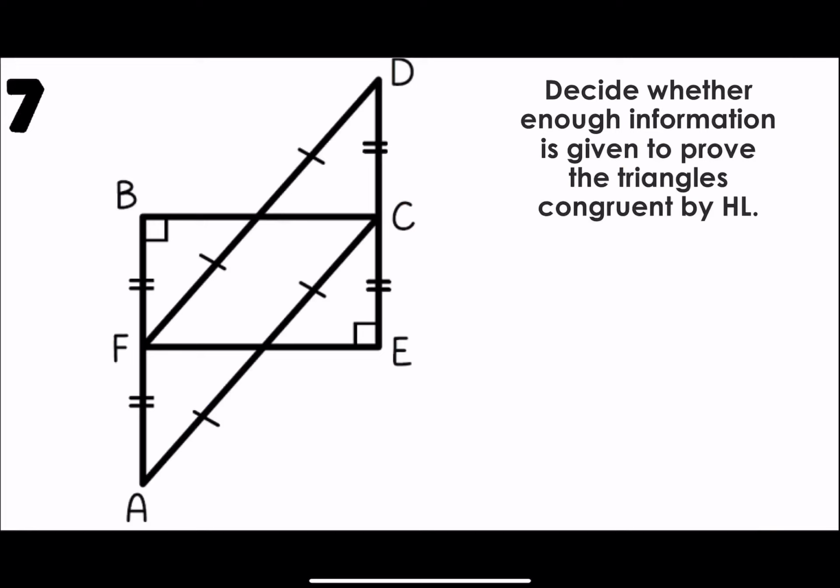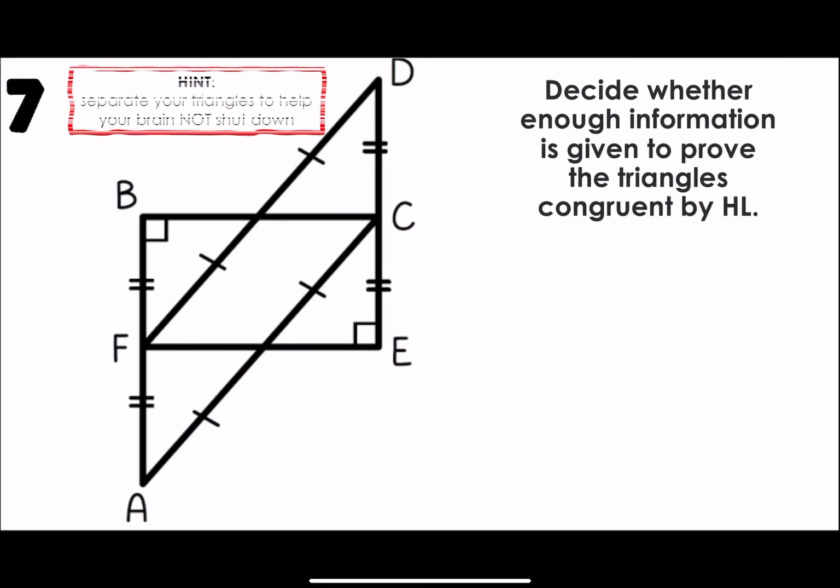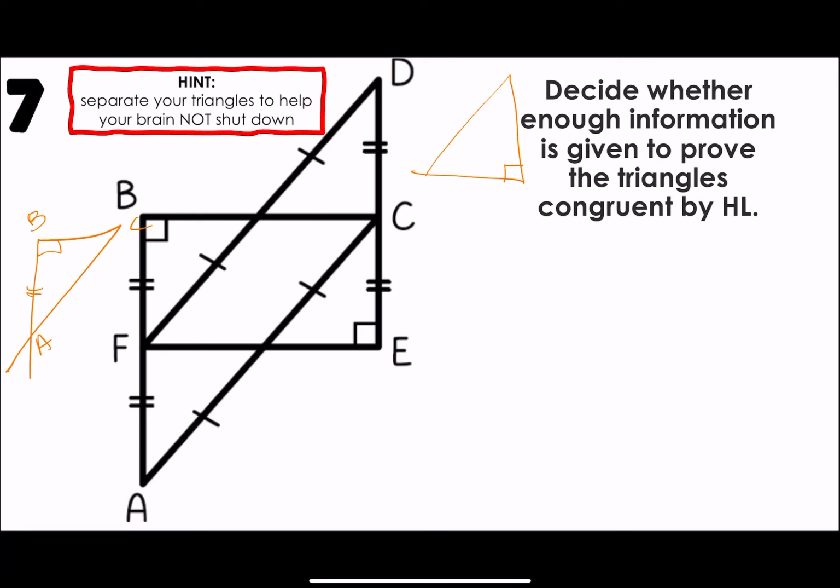All right, next you need to decide whether enough information is given, right? Same thing, it's the same checklist. Now, the first thing I would say for doing something like this, separate your triangles to make sure your brain doesn't shut down in a triangle like this. And they're not going to be perfect, they're never going to be drawn to scale, but at least you have something to work off of, all right? So BA has two congruency marks and AC has one. This one is triangle FED. ED has two and FD has one.